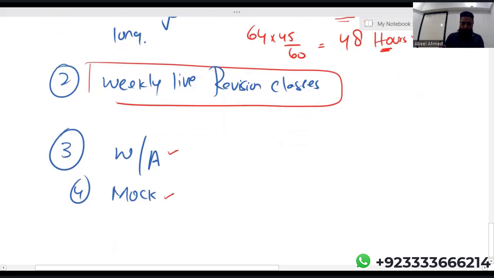Mock. Another reason for failure is when students do not attempt mocks, that also creates a problem. So it is highly advisable to attempt the mock, and we conduct the mock exactly on a CBE platform. You will get the same simulation which you are going to face in the exam. And obviously notes.